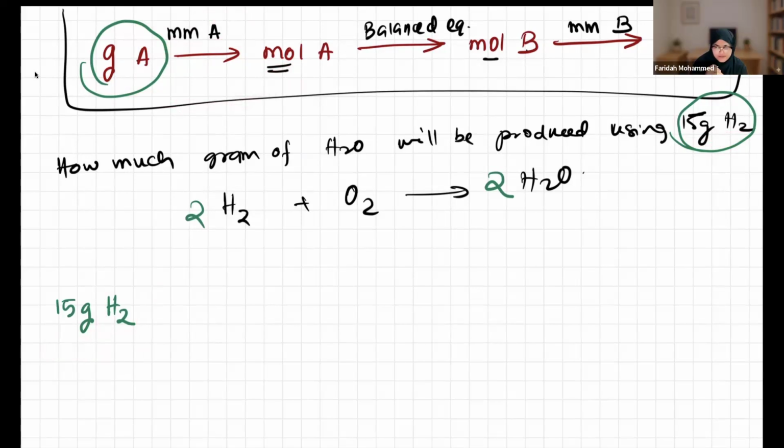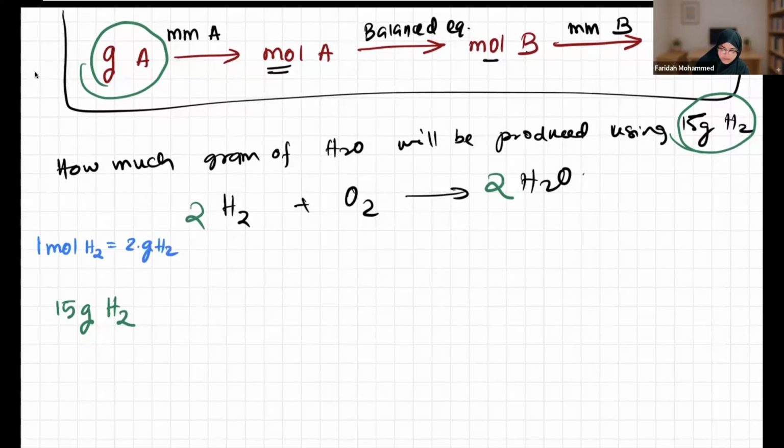Was it 1 molar mass of hydrogen or 1 mole of hydrogen? 1 mole of hydrogen is 2 grams. 2 grams of hydrogen. Okay, so this is the first relation, right? Okay, now we can put it in.